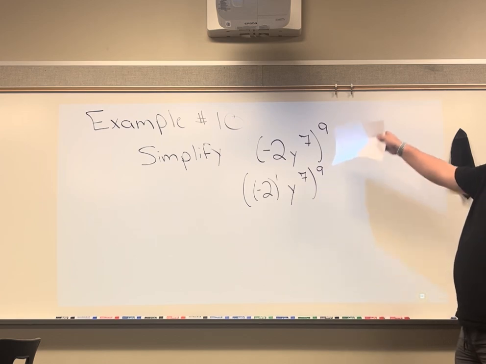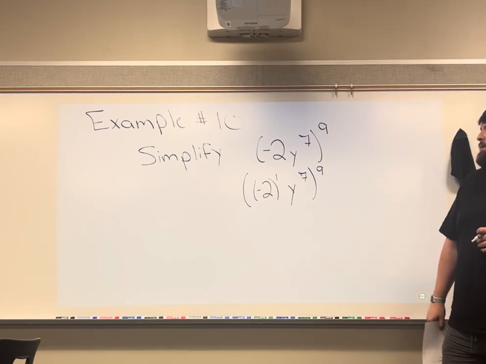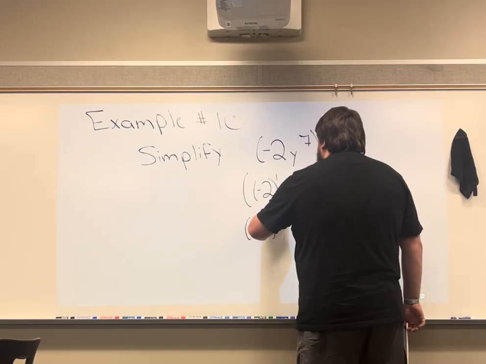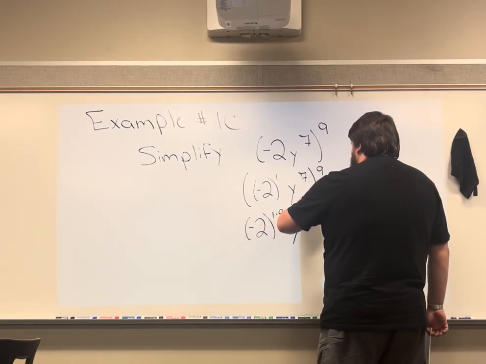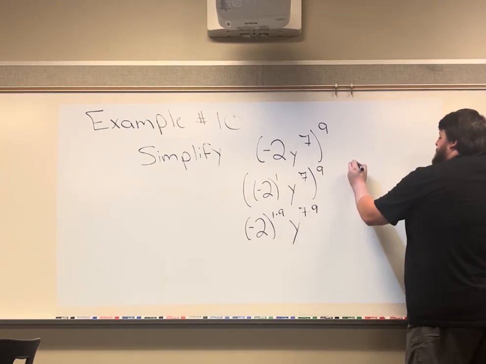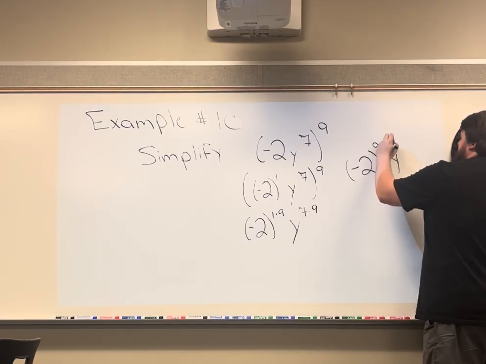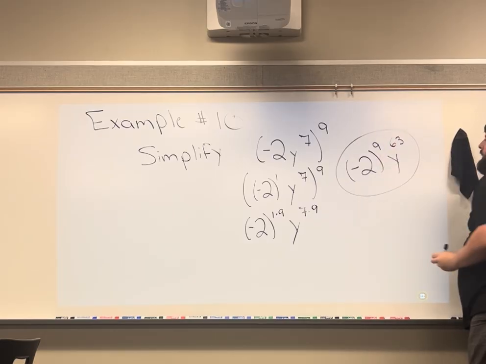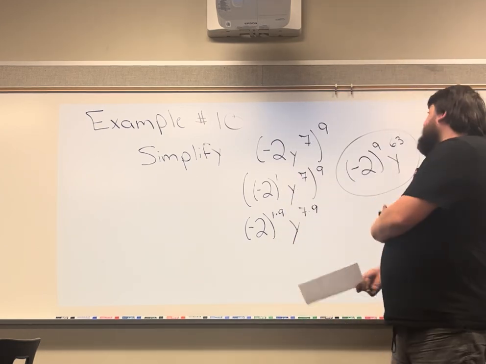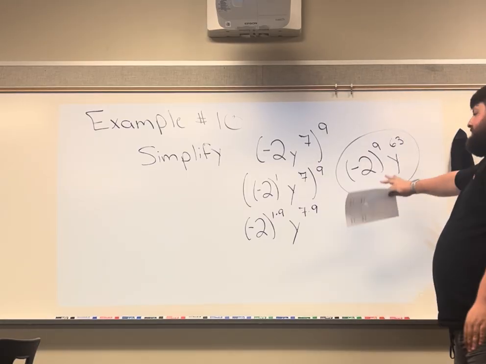So remember that coefficient has a hidden exponent of 1. We go ahead, we add that to what we have here. Okay? So I'm going to take negative 2 to the 1 times 9, y to the 7 times 9. Okay? And so I end up with negative 2 in parentheses to the 9th power times y to the 63rd power. Okay? Once again, as you guys move forward in your math career, you can take negative 2 to the 9th and figure out what that ends up being. Okay? But for right now, just leave it as negative 2 to the 9th.